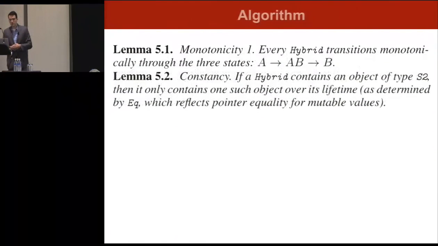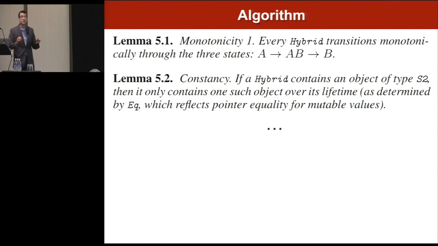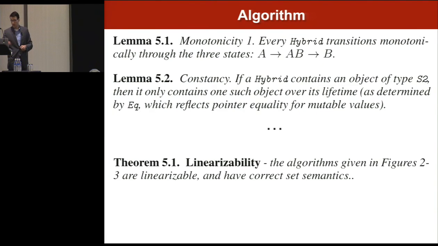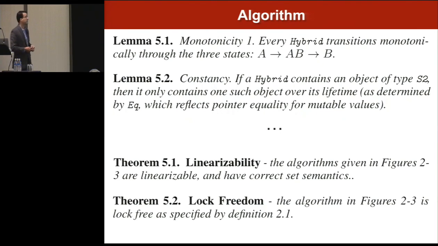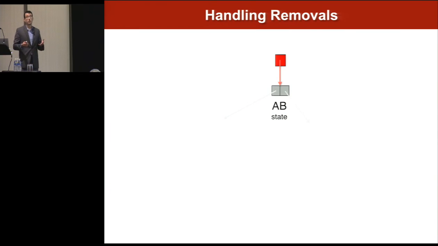There's a number of other small lemmas in the paper relating to the linearization points of the individual operations on the hybrid structures. I'm not going to go into those now, but the upshot is that we show that given a correct implementation of S2 and S1 individually, this hybrid implementation maintains lock freedom and has correct set semantics. There's one more small wrinkle that I will cover before getting into the evaluation.